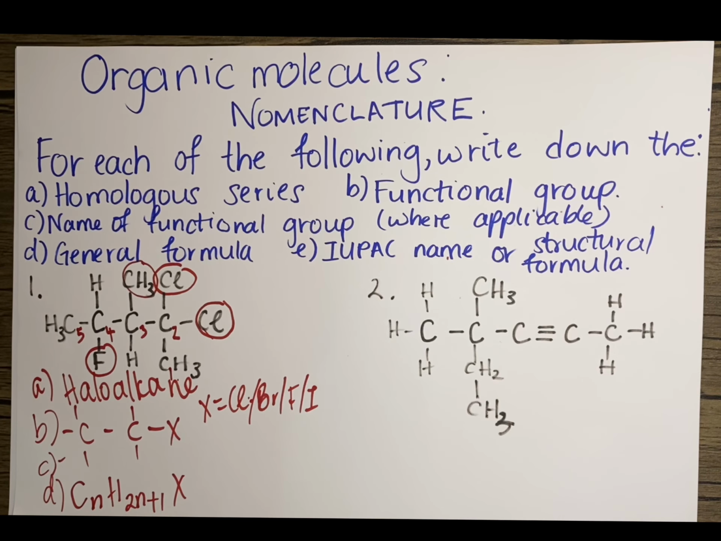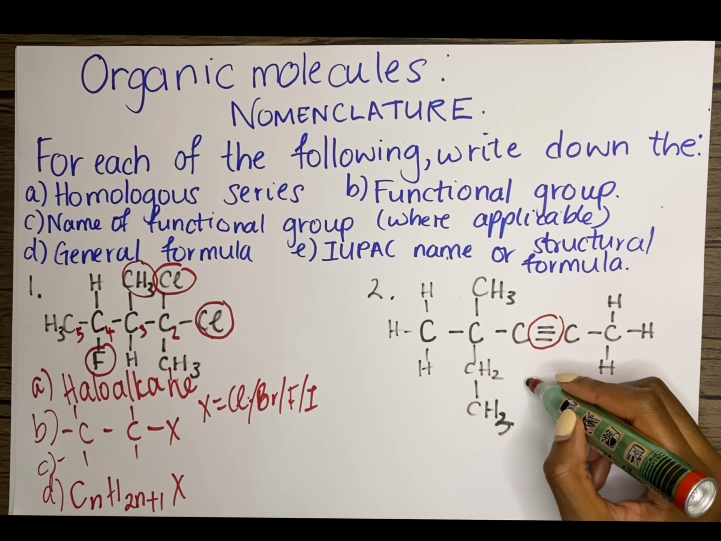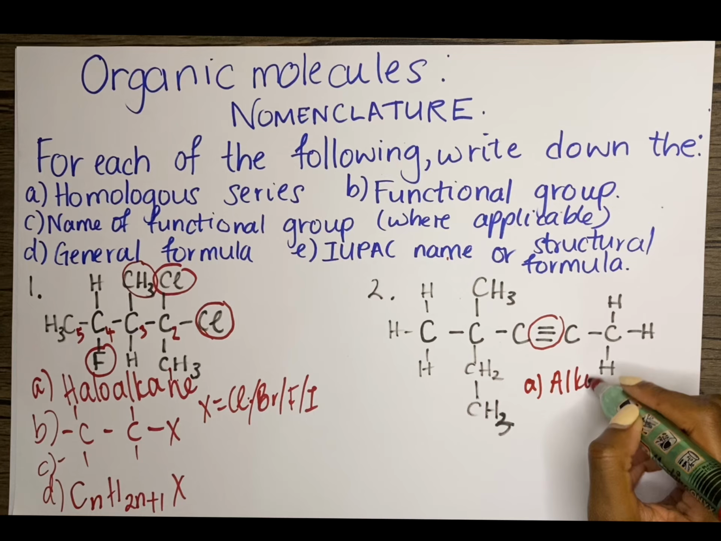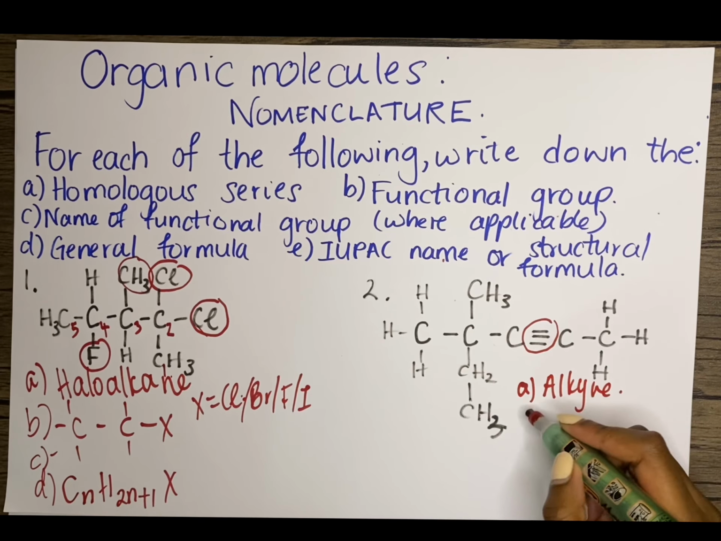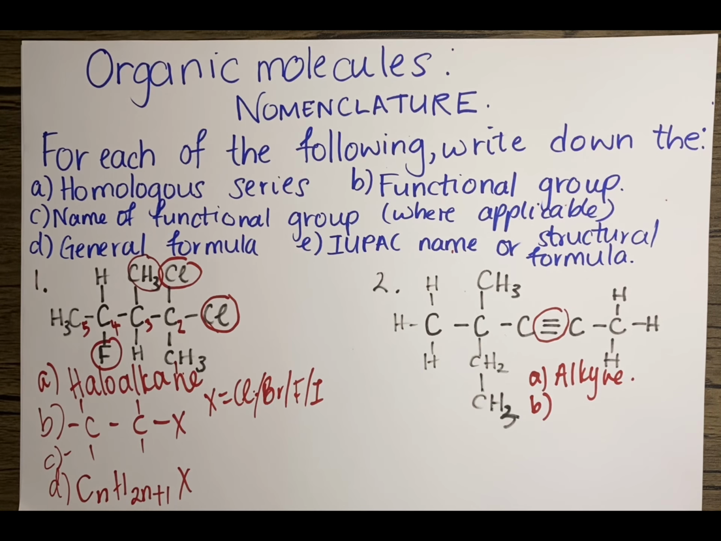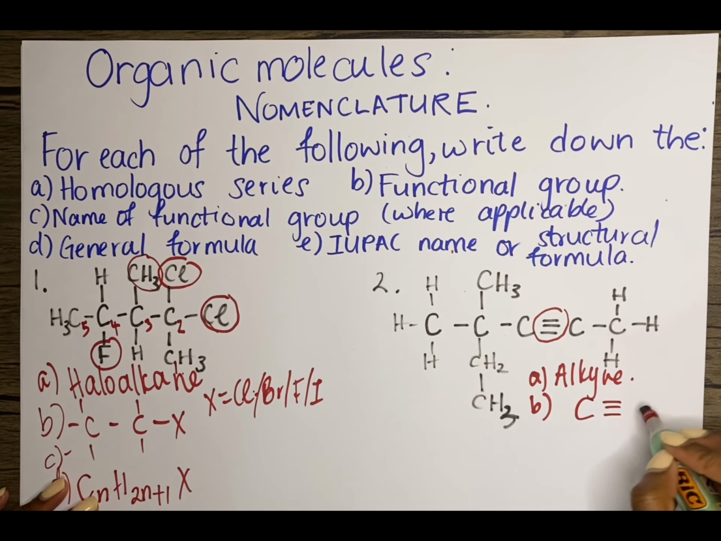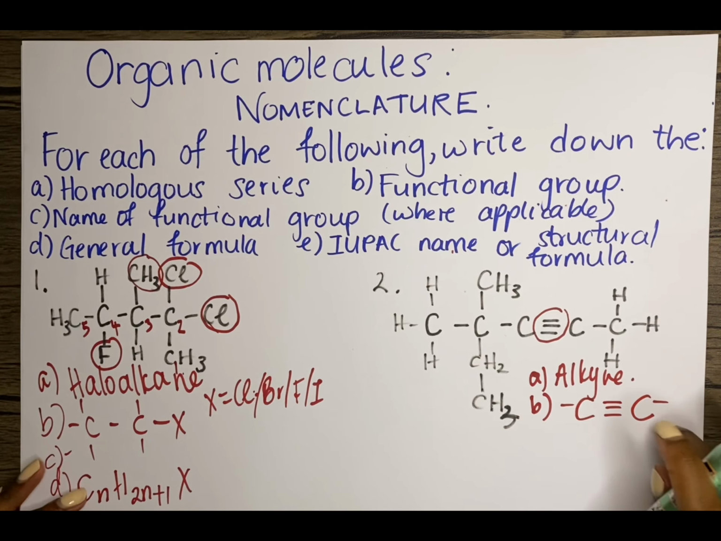The next one, if you look at the structural formula, has a triple bond. So the homologous series there is an alkyne, right? Functional group, what is important is that it details basically that specific feature that you find in that homologous series. So you know for alkynes that there must be a triple bond between 2 adjacent carbons. So this is the functional group.